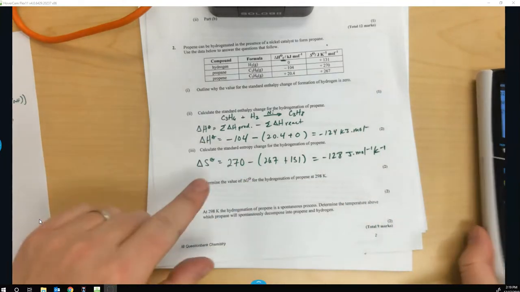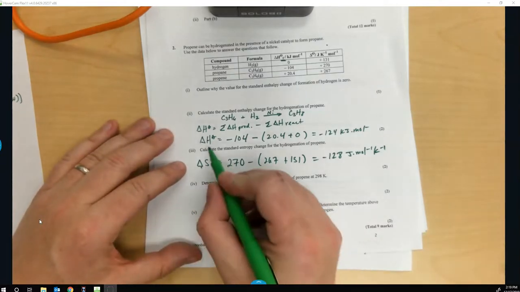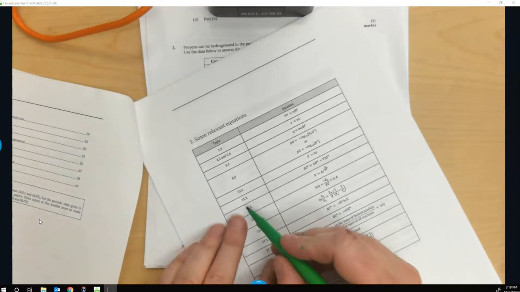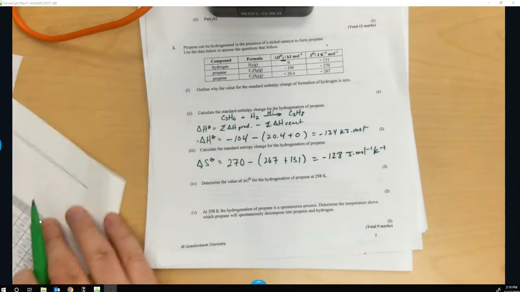Then it says determine delta G. Well, we just calculated delta S and delta H. Don't forget, this equation for calculating delta G is in the data booklet right in section 1. Huzzah! Delta G equals delta H minus T delta S.